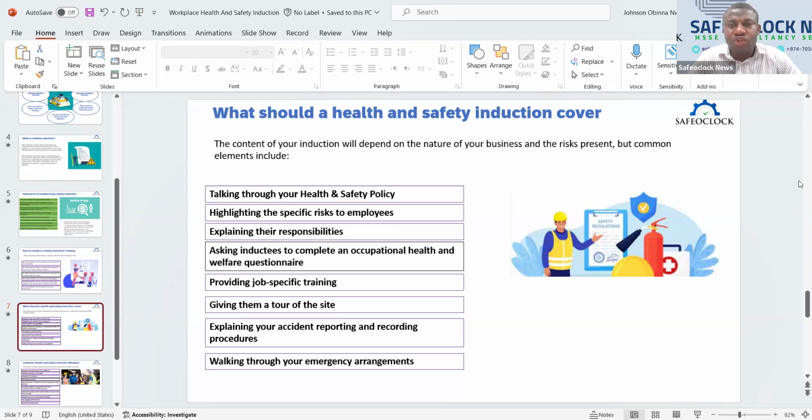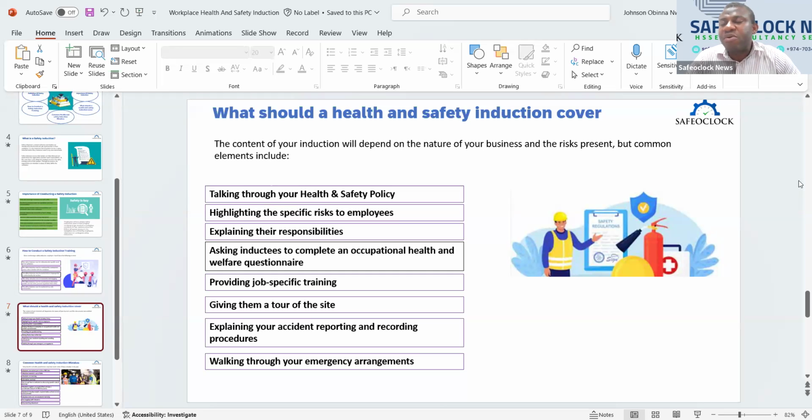Now, another thing that should be included is the incident or accident reporting procedures. The forms you require, who is supposed to be reported to, who the people are that the report goes to, and the details that you require to be reported. So this should all be communicated to the inductees during the health and safety induction.